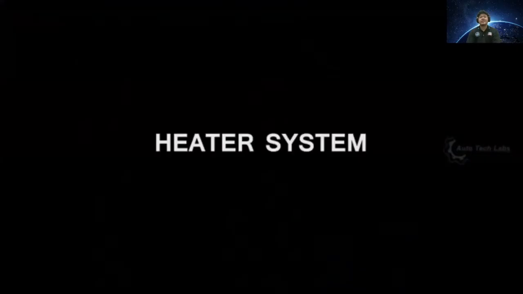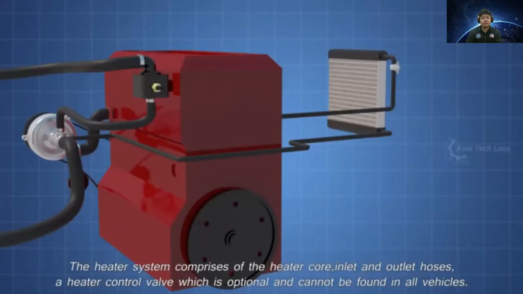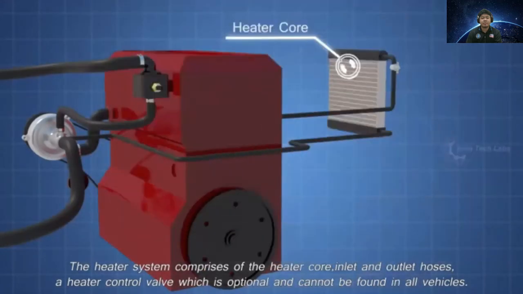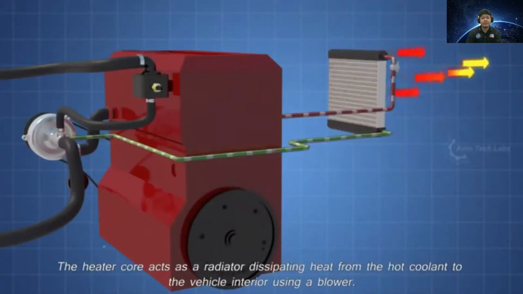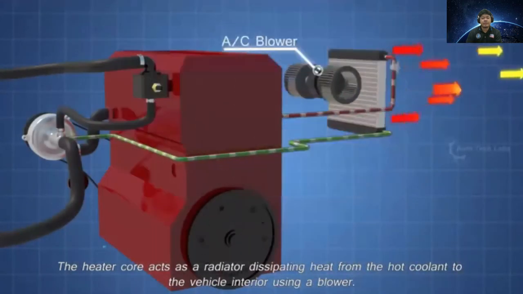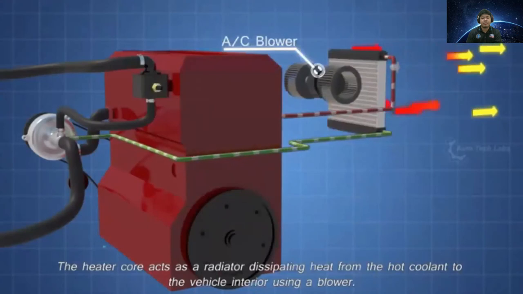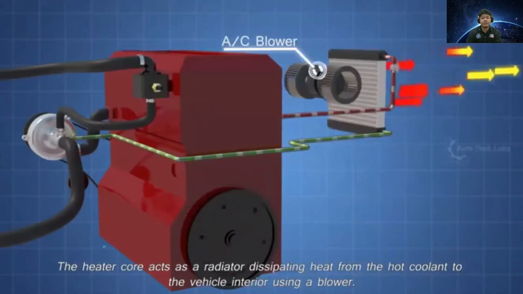So this is the heater system. The heater system comprises the heater core, inlet and outlet hoses, and a heater control valve, which is optional and cannot be found in all vehicles.